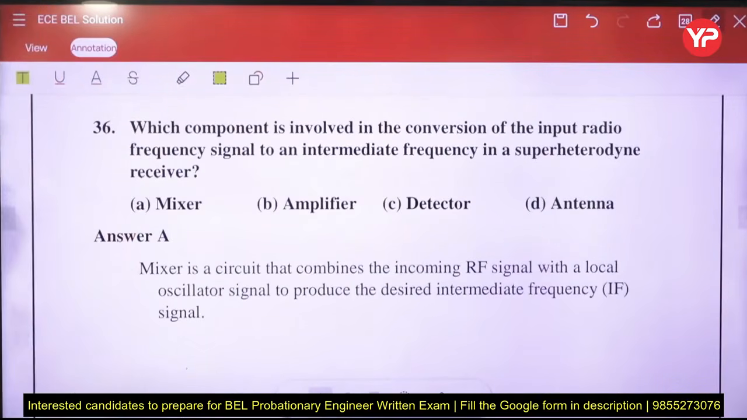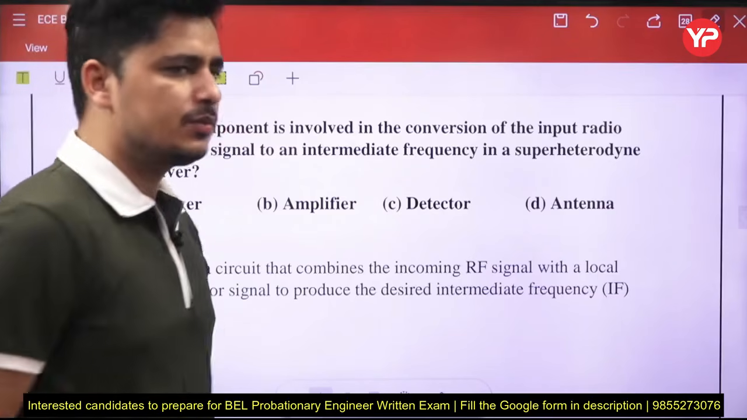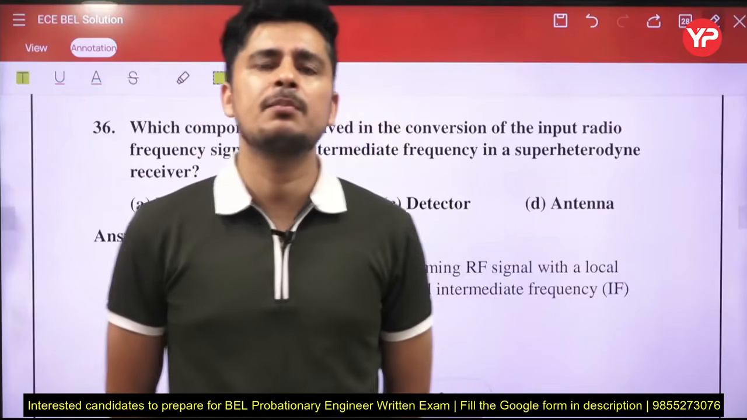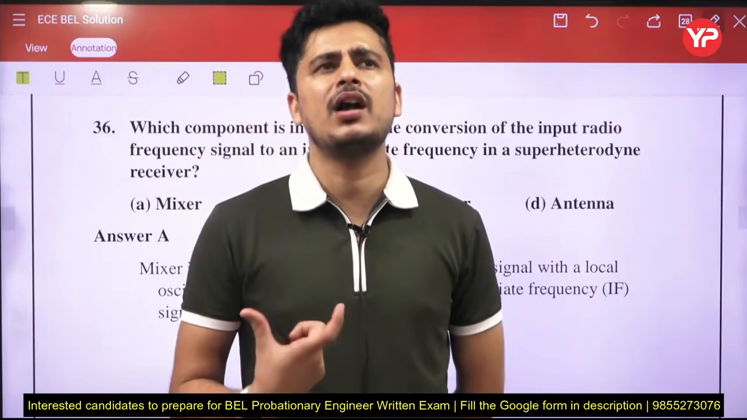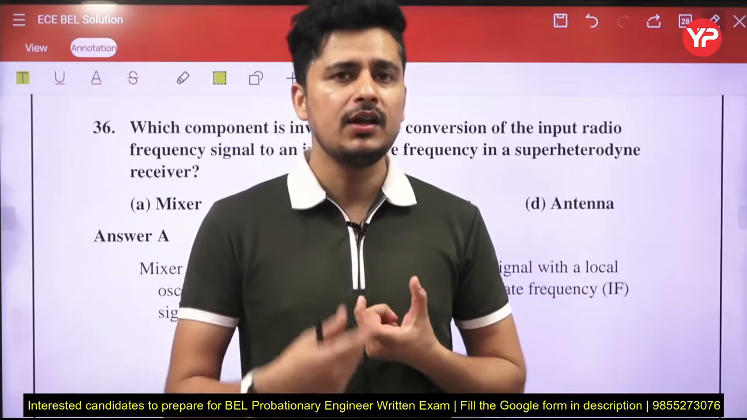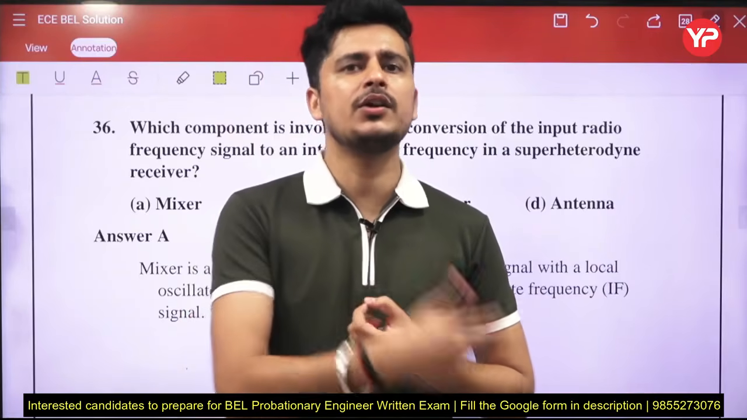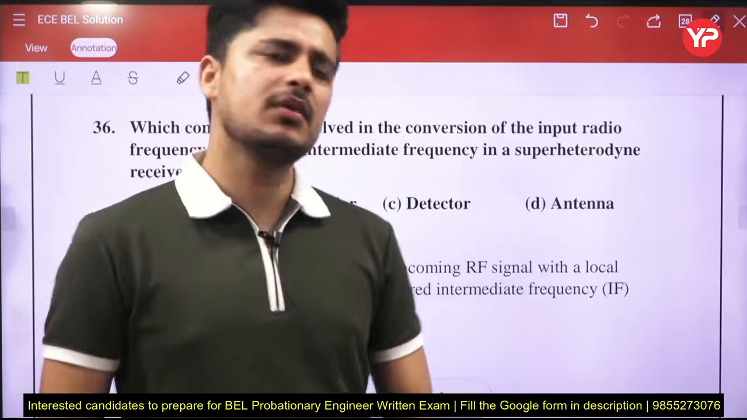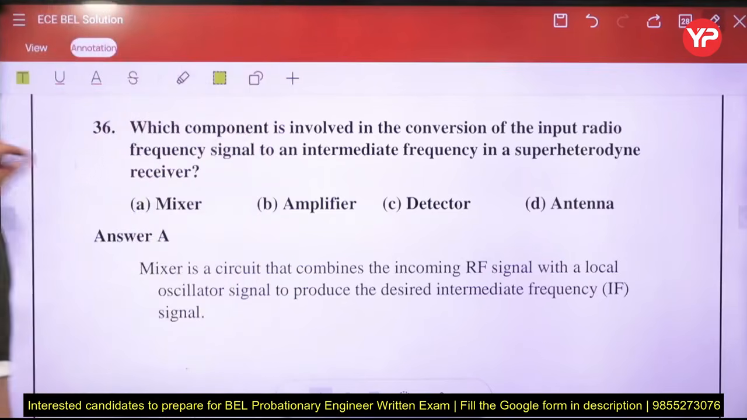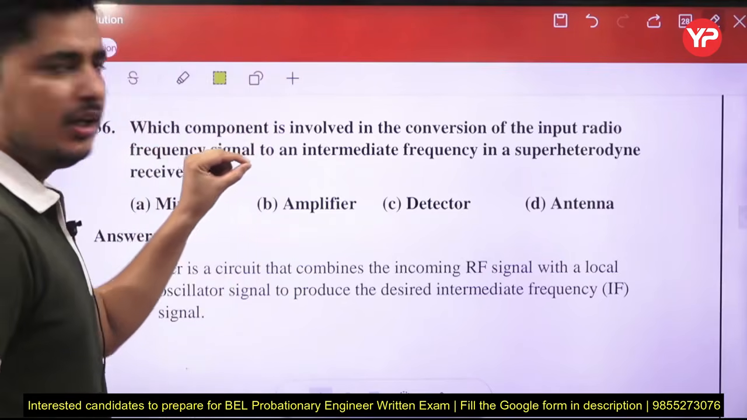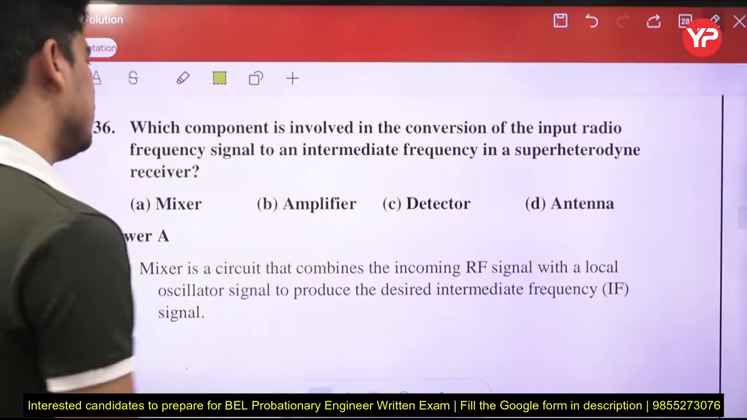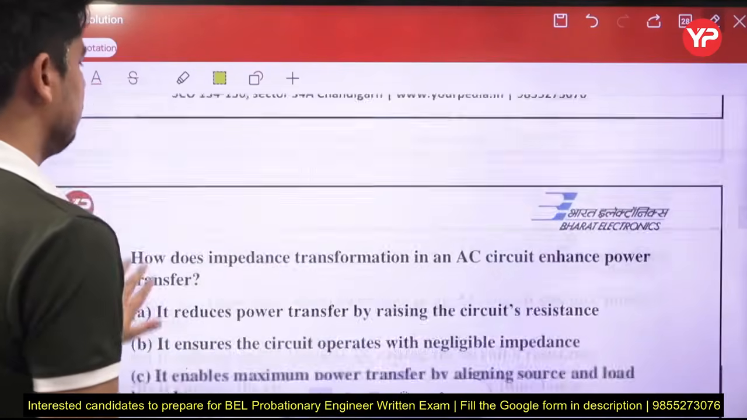Which component is involved in conversion of an input radio frequency signal into an intermediate frequency signal in a superheterodyne receiver? When you go for a superheterodyne receiver, first we receive the signal, then we have an RF amplifier. After that we have a mixer. Mixer will convert the incoming signal into the intermediate frequency, and at the input of the mixer we have the incoming channel and the local oscillator from the other side. So that will be a mixer.